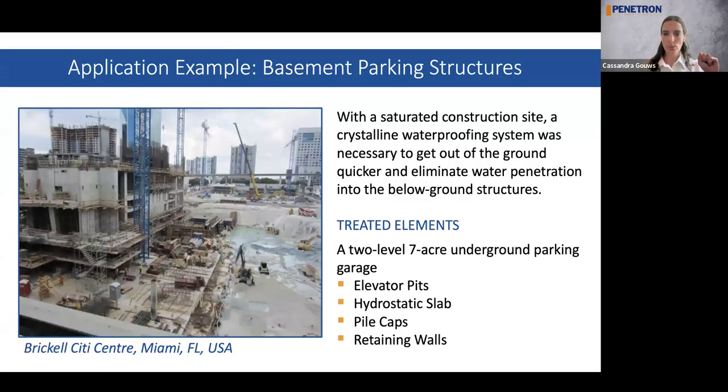This is just a project, Brickell City Center in Miami. They used the crystalline waterproofing system in the elevator pits, hydrostatic slab, pile caps, and retaining walls. Originally, a membrane system was specified, but you can see there's a lot of groundwater and they physically couldn't install it. So they switched to the crystalline system, specifically Penetron, and then they just poured the concrete as normal and they got their protection and waterproofing that they needed.